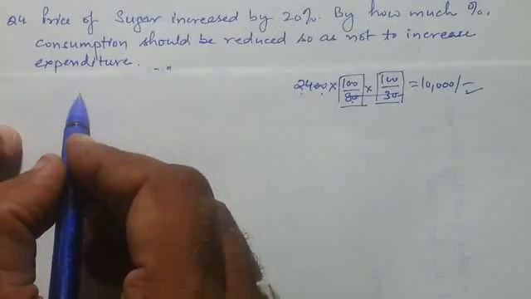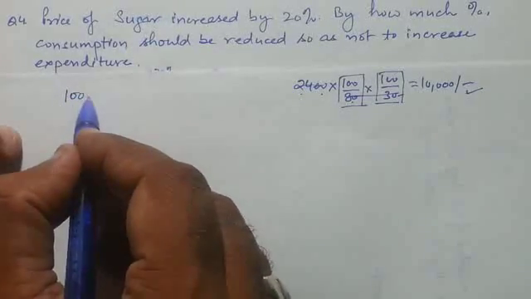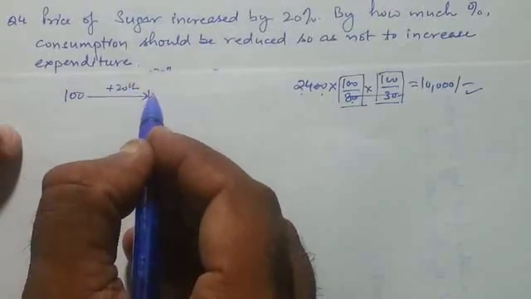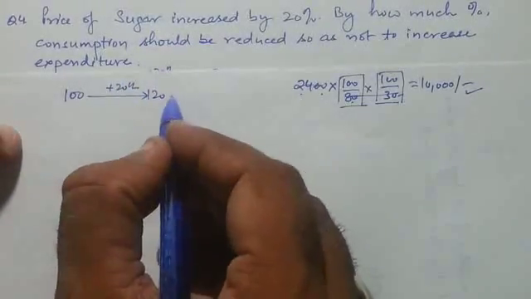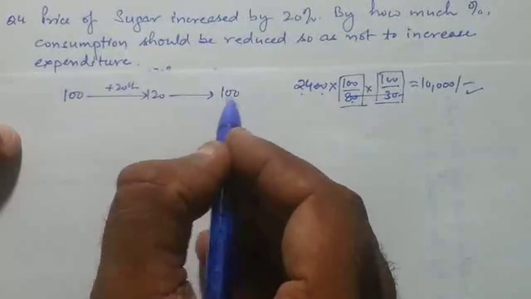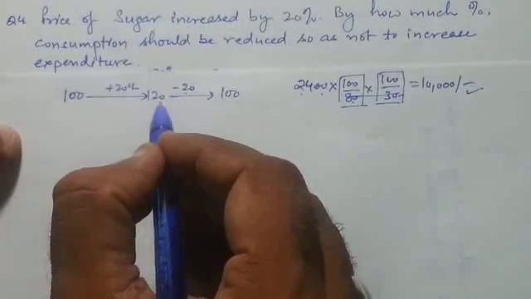So how do we do it? We can do it graphically. The price of sugar has increased by 20%. So let us say initially it was 100. It has increased by 20%. So now the price is this much. But what am I supposed to do? I am supposed to spend only 100. So I have to go for a reduction of 20 on 120.